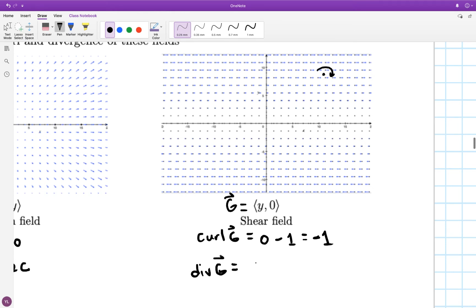Divergence of G is the partial of m with respect to x plus partial n with respect to y, and that gives us 0. And if you look at any single point in this vector field, there's as much of arrows coming in as there are coming out. Like if you look just to the left of this point, there's an arrow coming in, but it's the exact same length as the arrow going out. So the divergence here would be 0.